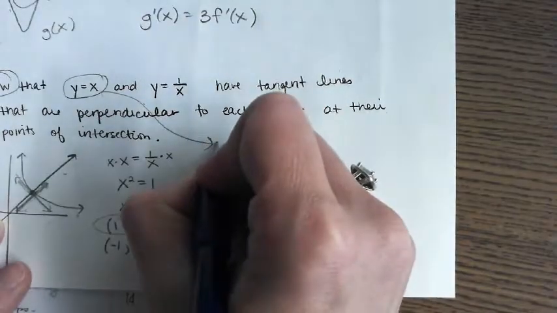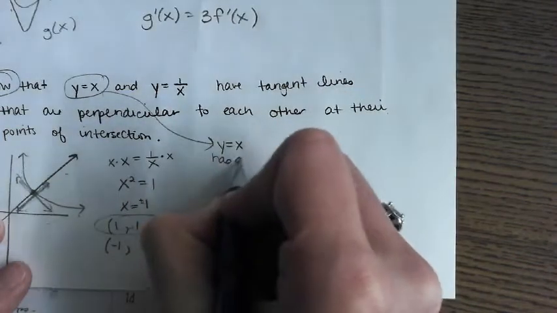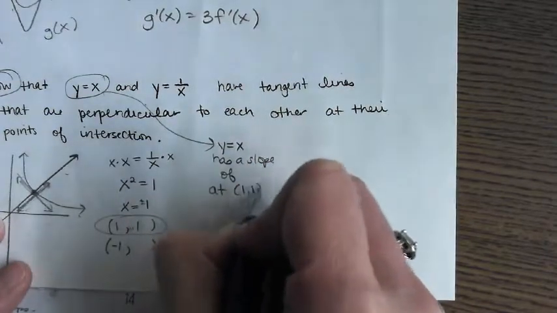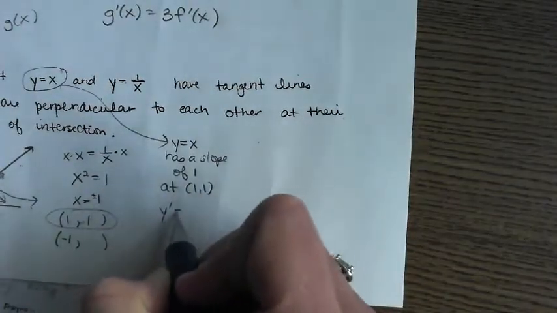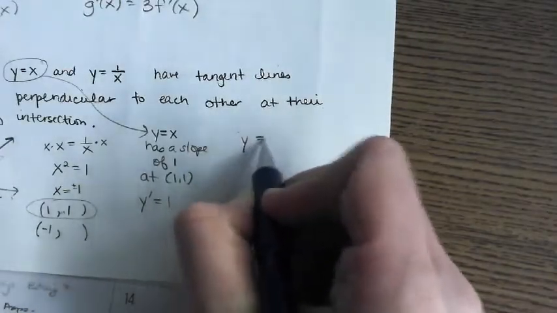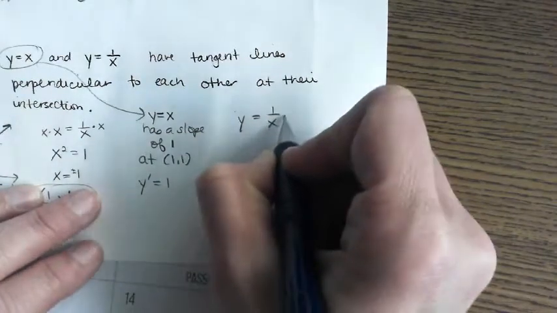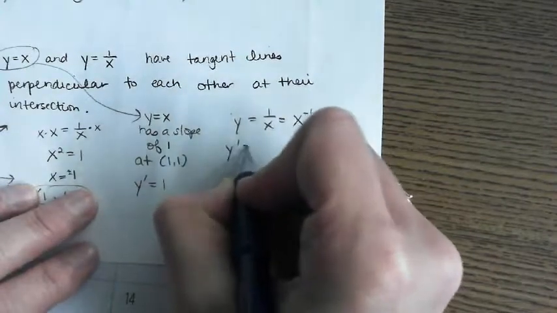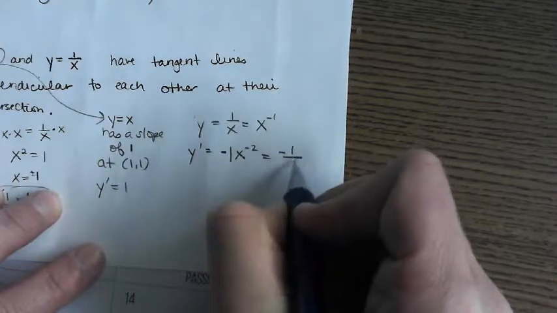So this one, y equals x, has a slope of what at 1, 1? Right? And that's just because it's a line, so y prime in this case is always equal to 1. For y equals 1 over x, we want to find that y prime first. So I'm going to rewrite that as x to the negative first. So y prime is going to be negative 1 x to the negative second. In other words, negative 1 over x squared.